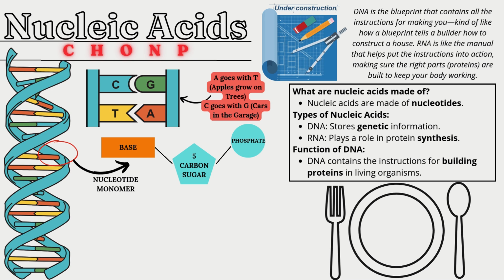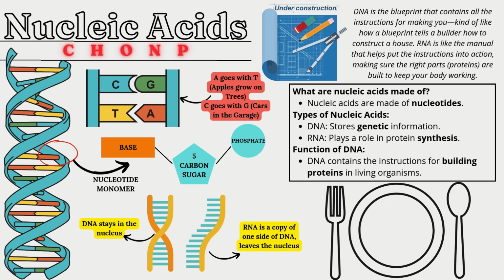And we will talk about this a little bit more in depth, but you can see that each one goes with certain things. So in this example, you can see that the orange always goes with the yellow color, and the green will always go with the blue color. So A goes with T, and a good way to remember that is apples grow on trees, and C goes with G. So cars are in the garage. And DNA stays in the nucleus, and RNA is a copy of one side of DNA, and it leaves the nucleus.